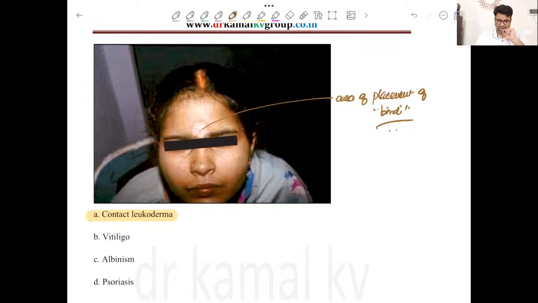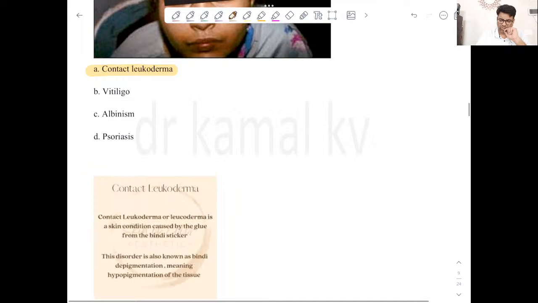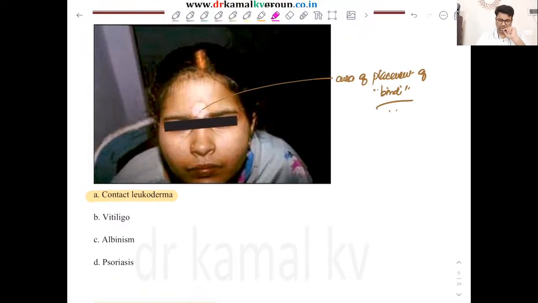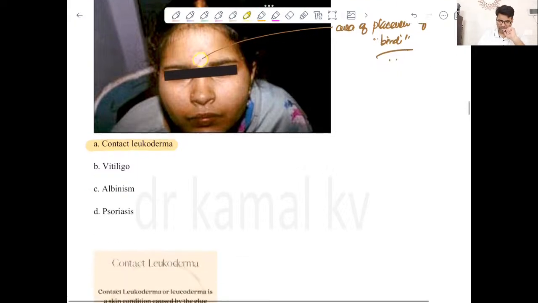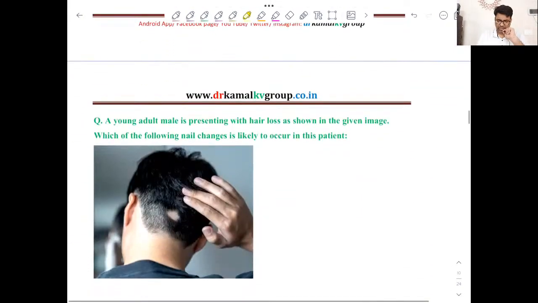Yes, this is contact leukoderma, and this is sometimes also known as bindi depigmentation, because that is actually the point of placement of that bindi and that glue or the substance. So this is contact leukoderma, the typical position of it here, right? So contact leukoderma. Chalo. Next question.